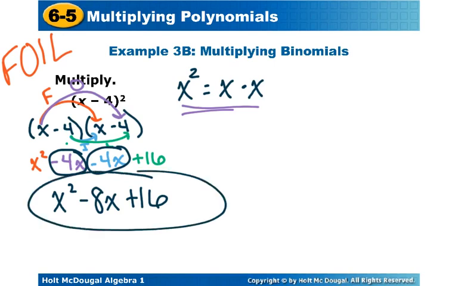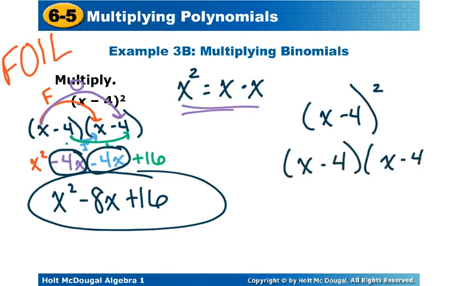Okay, so if you ever see it written where you have a binomial raised to the second power, just know that you have 2 of that binomial, really. Okay, and it's good to write it out. All right, so I've done 2 with FOIL now.